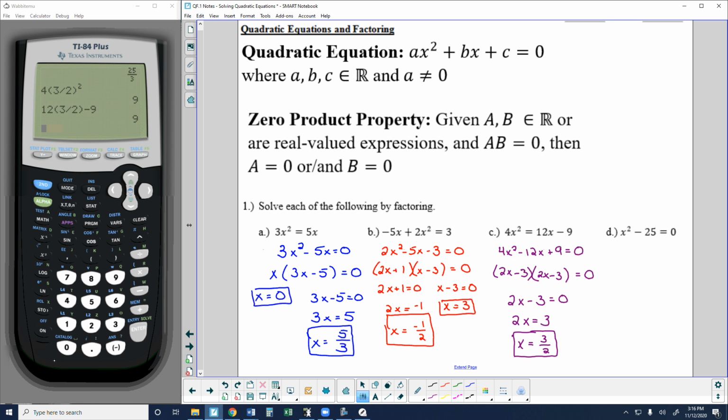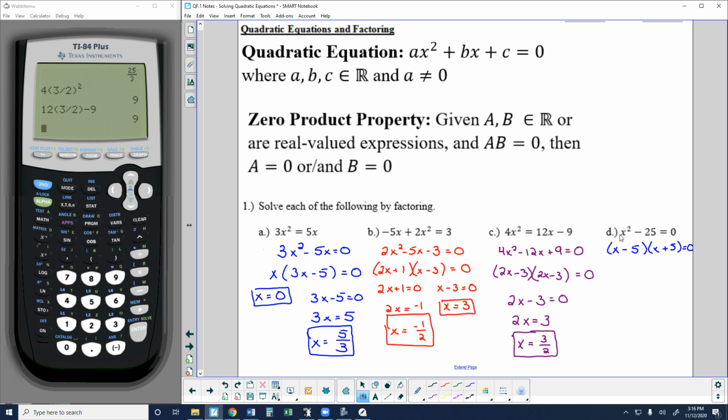Let's go ahead and take a look at problem D. So in problem D, this is already set equal to 0, so my first step here is going to be to go ahead and factor. This is the difference of two squares. So remember, the difference of two squares is going to factor into the conjugate of the square root of the first term and the square root of the second term.